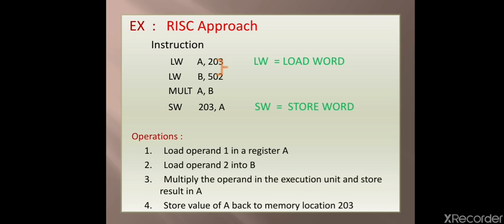So you'll understand this when I explain the operations. First we have to load operand 1 in the register A, meaning we load 203 in register A. Then we load 502 in register B. Then we multiply the operands 203 and 502 in the execution unit, and we store the result in A. Then finally, the stored value of A is given back to the memory location 203.